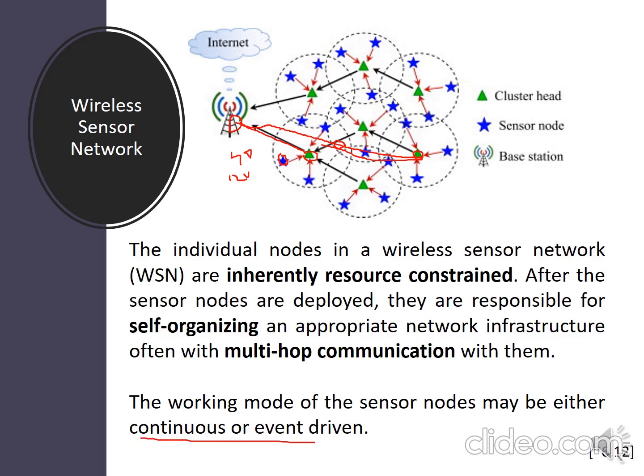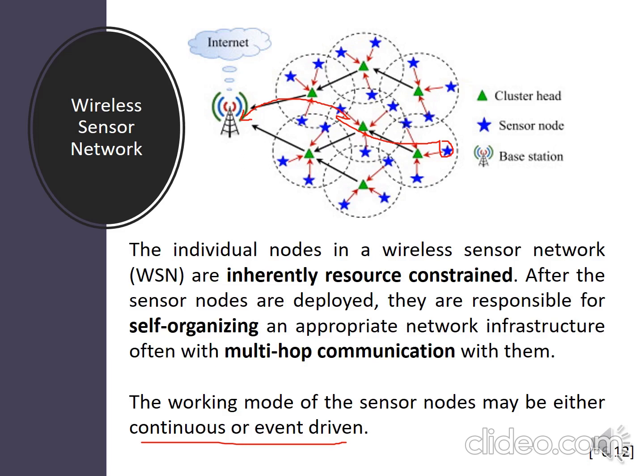The last thing is that the working mode of the sensor nodes may be either continuous or event driven. So what does this mean? This means that if we have this sensor and it needs to send the data to the sink. When this sensor needs to send the data, there are two types, continuous and event driven.